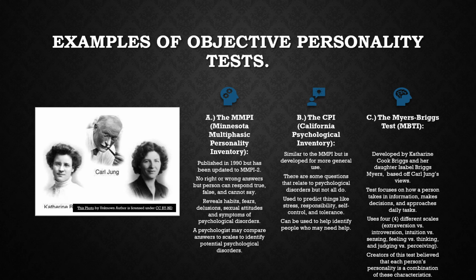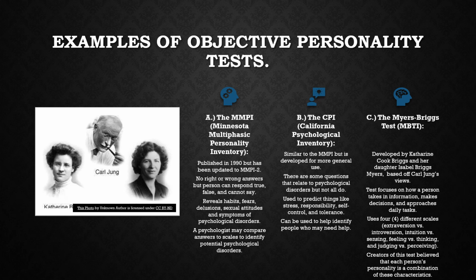B, the CPI, California Psychological Inventory, similar to the MMPI but developed for more general use. There are some questions that relate to psychological disorders, but not all do. Used to predict things like stress, responsibility, self-control, and tolerance. Can be used to help identify people who may need help. So a person may not be suffering from a psychological disorder, but maybe they're just stressed, maybe they have some other issues going on, maybe they need some help with responsibility. So the CPI may be helpful in that way.